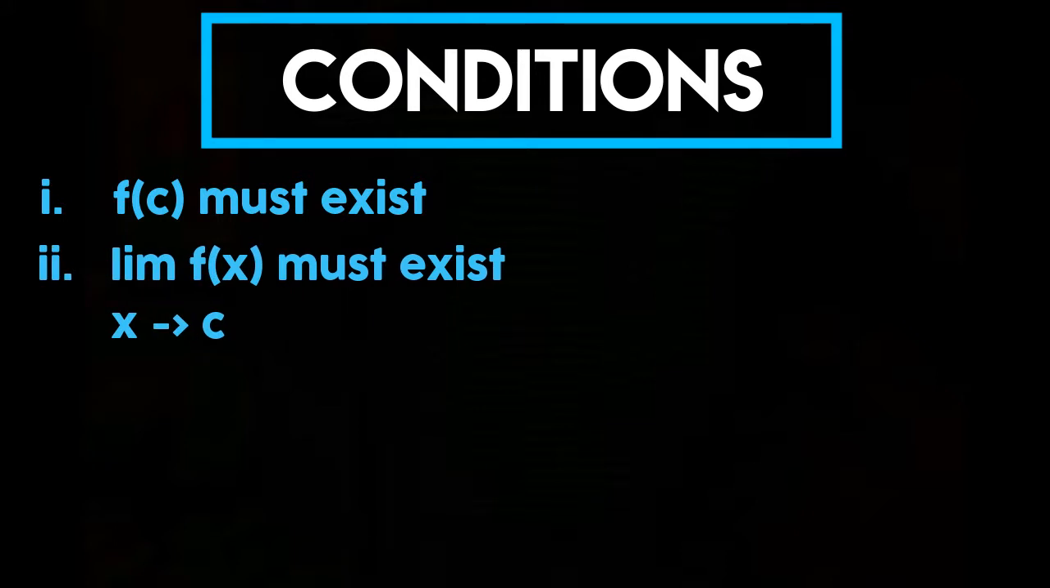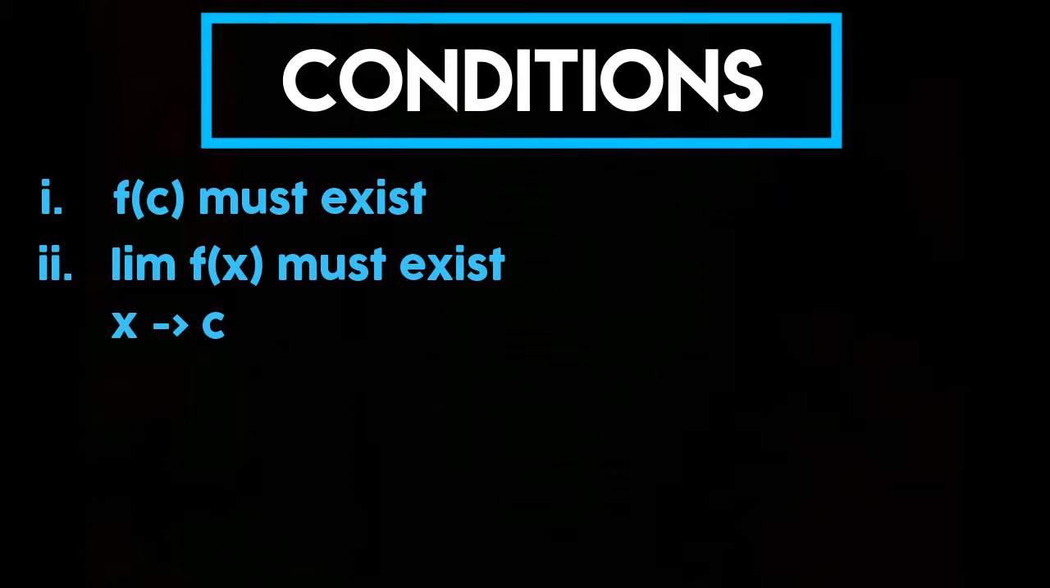For the first condition, f of c must exist. We can find out by substituting the constant to the given function. If the result does not exist, then the first condition is not met or satisfied. Now, for the second one, the limit of f of x as x approaches c must exist. You can solve this by evaluating the limit of the given function. For additional help, please refer to the other videos in this channel. If the limit of the function does not exist, then the second condition is not met.